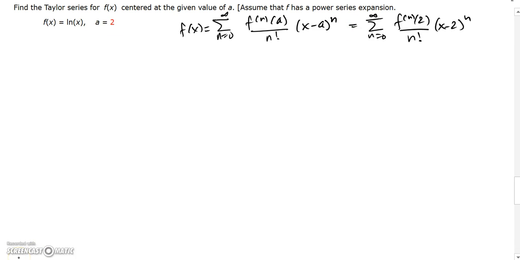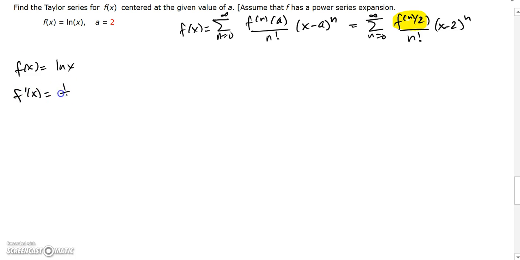Okay, let's find the Taylor series for this function ln of x centered at not 0, but at a equals 2. So we're going to need the Taylor series. Let's write that down first. And here a will be 2. And again, I'm going to start taking derivatives to be able to get a pattern for this guy to plug in there. So we start with the function, and then we take derivatives.